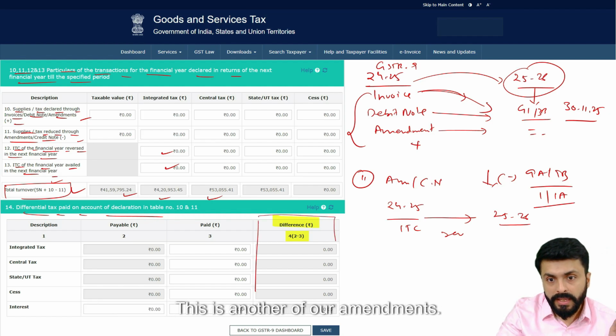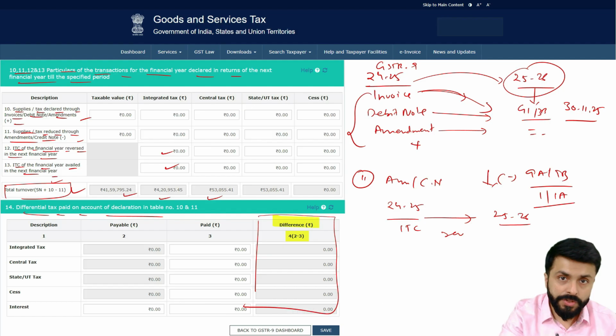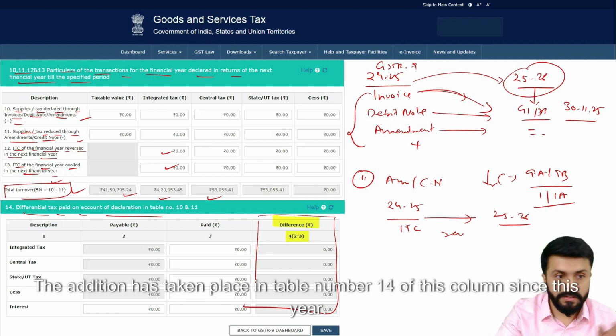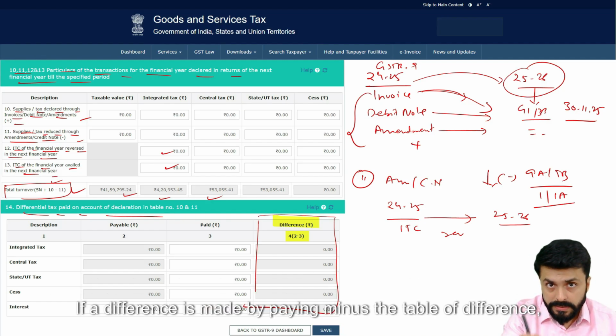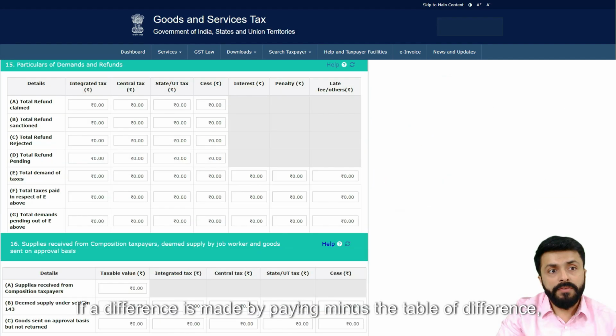Which is this column. This is another of our amendments. The addition has taken place in table number 14 of this column since this year. A column was inserted. If a difference is made by paying minus the table of difference, will I have to pay it?